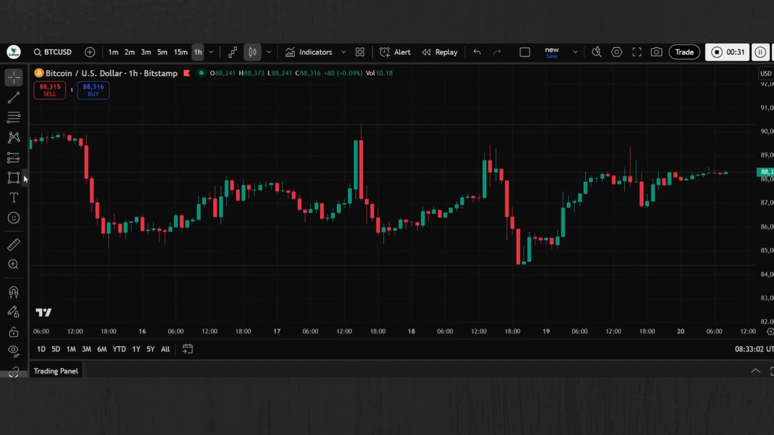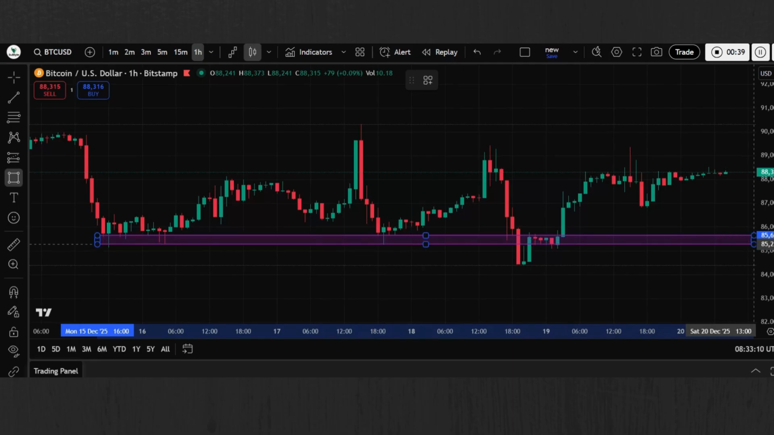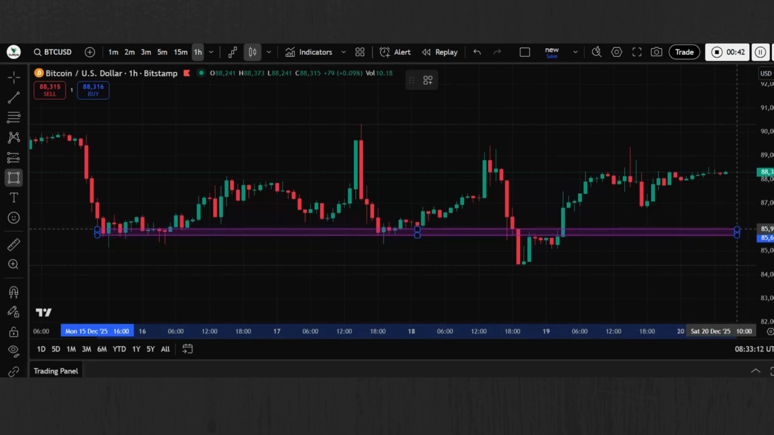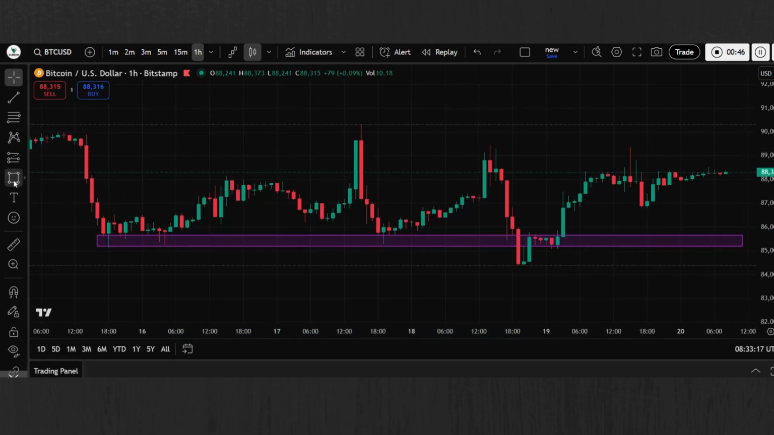Alright, here we go. I've got the BTC USD chart in front of me, and we're going to start from scratch. Now, I'm not going to get ultra precise here. This isn't about perfection. This is about giving you a framework, a system you can apply to any market. Whether you trade crypto, Forex, indices, or stocks, this works.